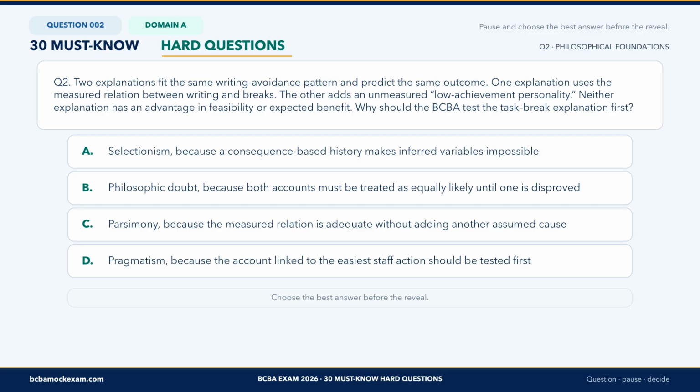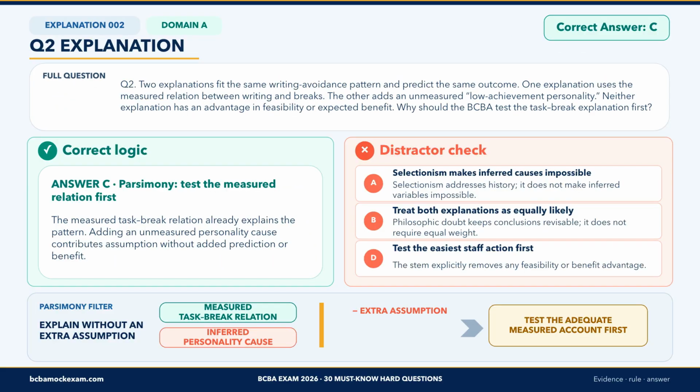Compare the explanatory work done by each account and notice which one adds an inferred cause without improving prediction or feasibility. Pause on the choices and commit to the best supported answer. Because the extra inner cause adds no explanatory gain, select C. Parsimony, because the measured relation is adequate without adding another assumed cause.